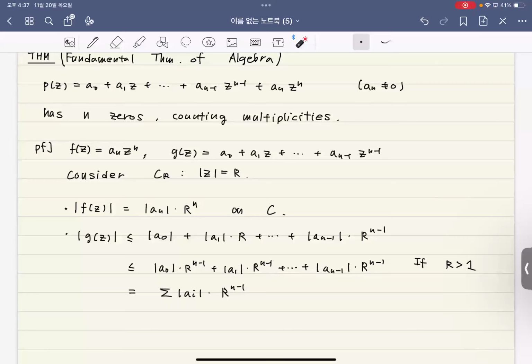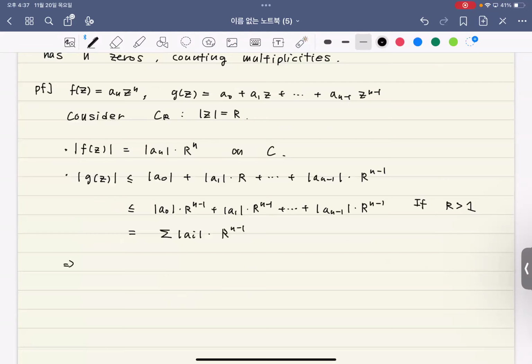Okay, and in order to make use of Rouché's theorem, the modulus of this one should be bigger than the modulus of this. So this implies that a_n times r^n is strictly bigger than the sum. So r must be bigger than the sum of the moduli of all these coefficients from i equals 0 to n minus 1, divided by the modulus of a_n.